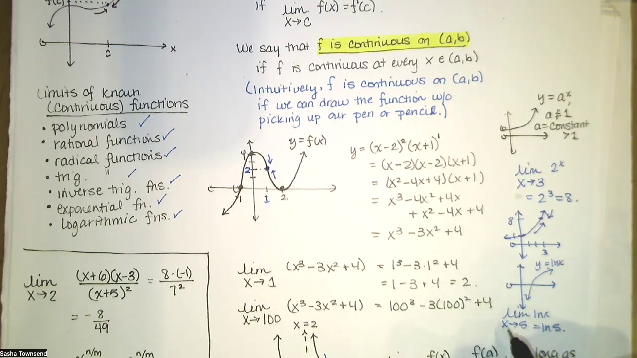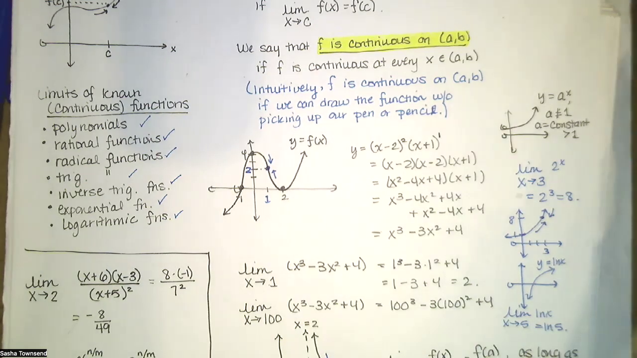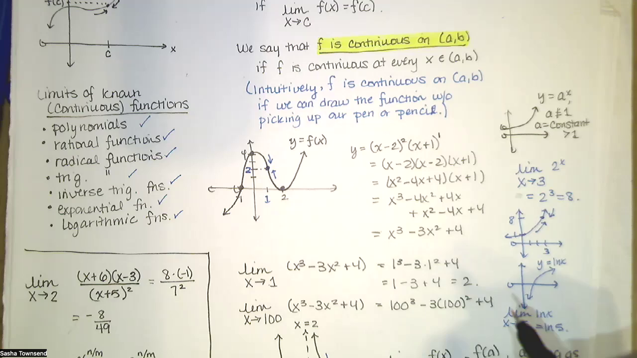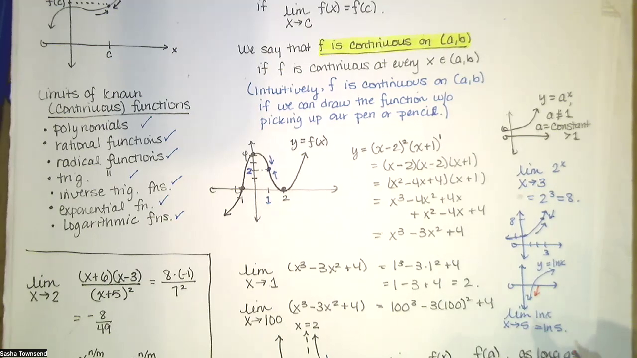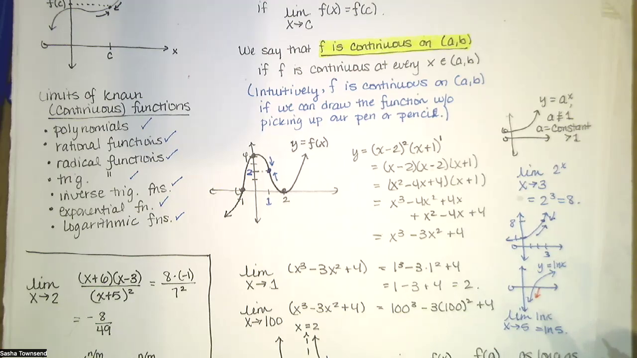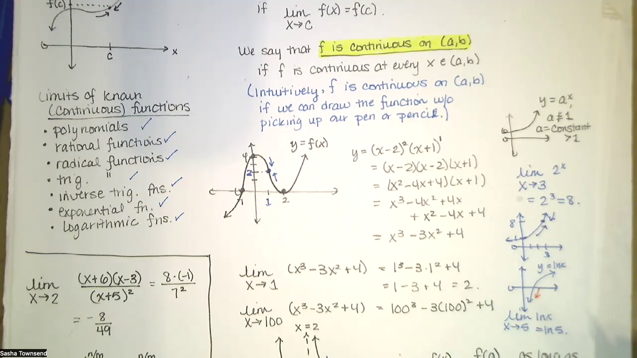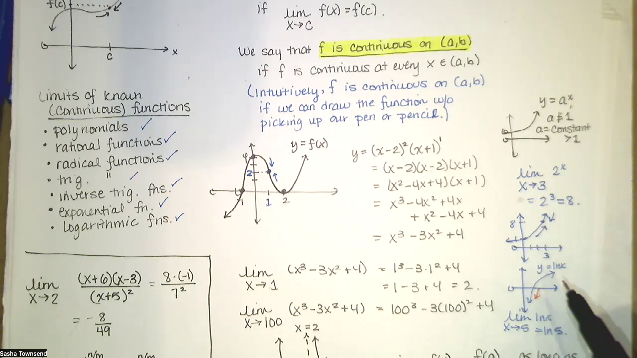But if we took the limit as x approaches 0 of natural log of x, we are going to have a problem, because as we approach 0 from the right, the y values go to negative infinity, and the y values don't even exist as we approach 0 from the left because there's no graph over there. So we need to remember the domain of the logarithmic function.